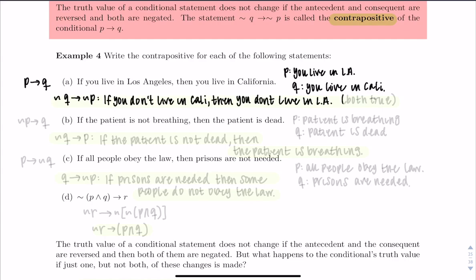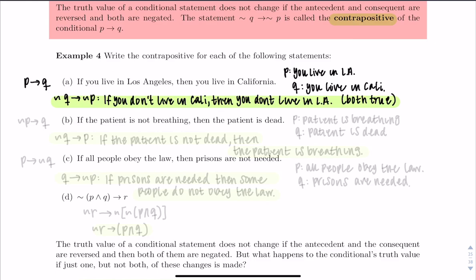And those are both true statements. Because if you live in Los Angeles, you have to be in California. And if you don't live in California at all, then you can't live in Los Angeles. Let's try the next one.